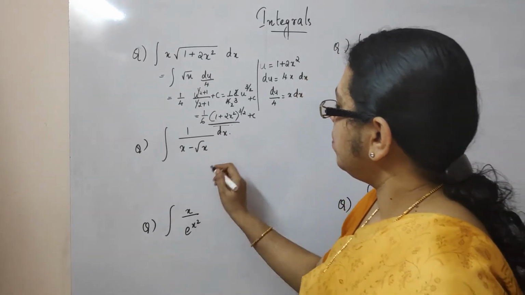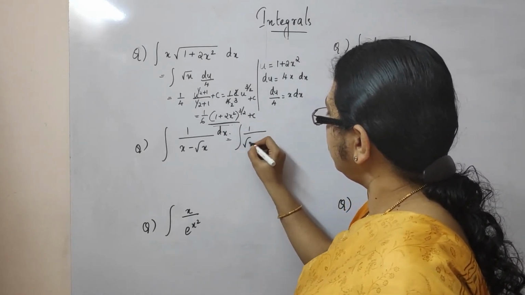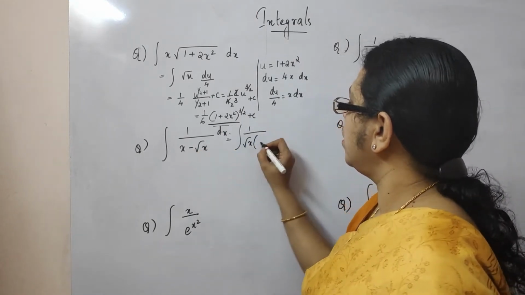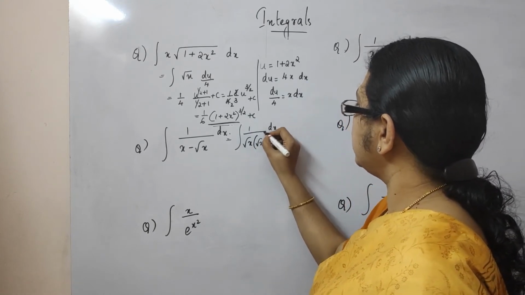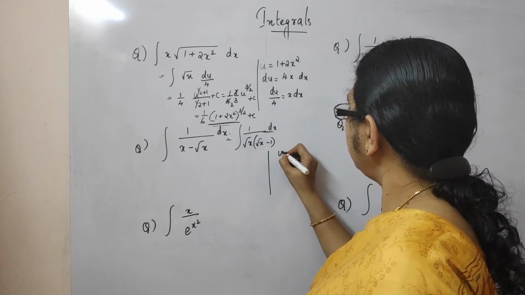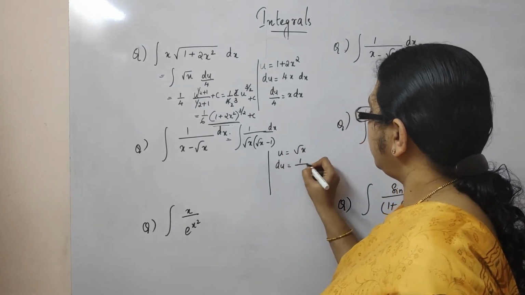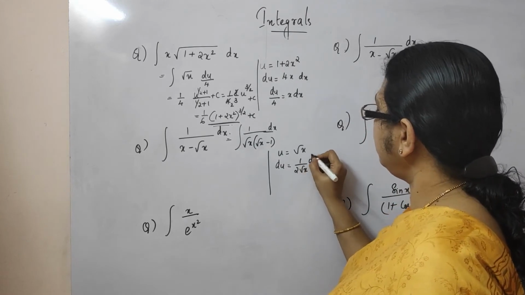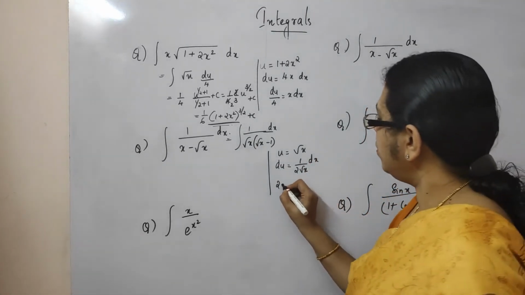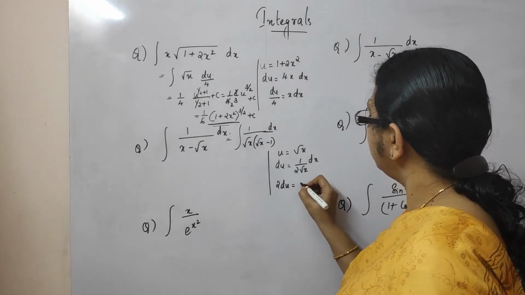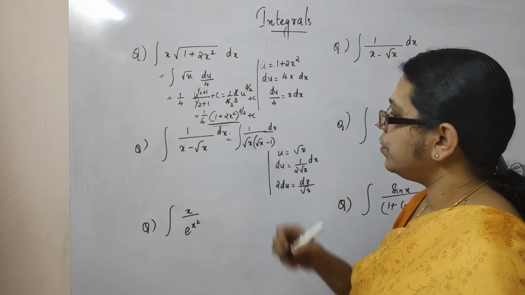Next one. For this, I may take 1 by root x common out from these two terms. So, what do I get? Root x minus 1 into dx, isn't it? Now, I take u is equal to root x. What is du? Derivative of root x is 1 by 2 root x into dx. That is, 2 du is equal to dx by root x. Don't you have a dx by root x here?